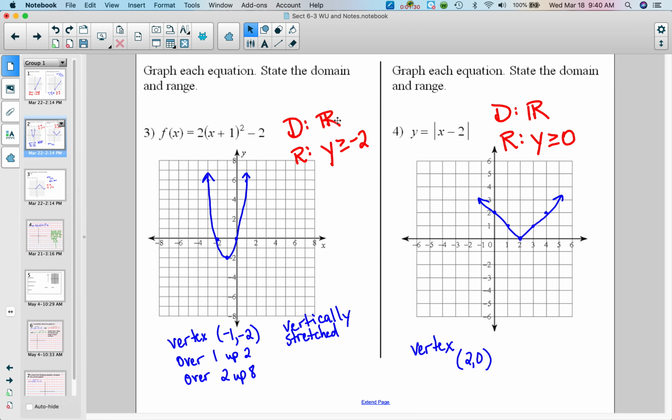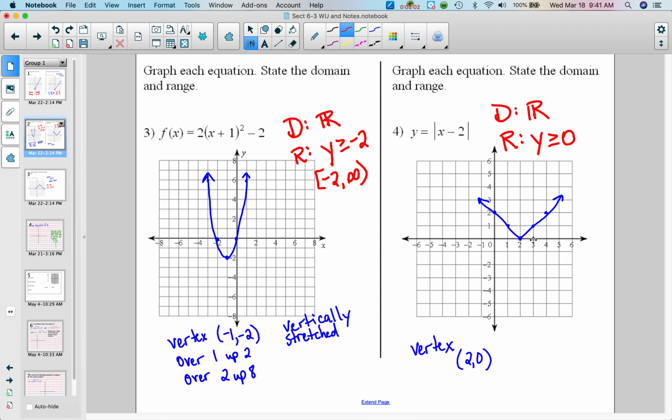The domain is all real numbers. The range, think about and look at the picture. You can kind of tell that the graph does not go below -2. All the y values are greater than or equal to -2. So that is our range. By the way, if we put this in interval notation, it would look like this with a bracket, -2, comma, infinity.